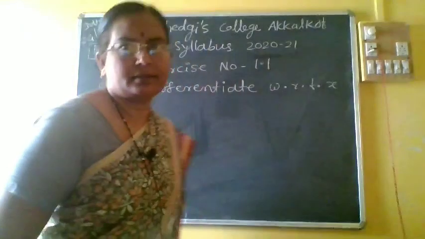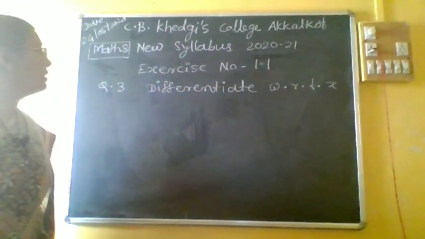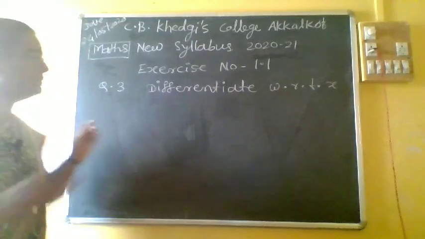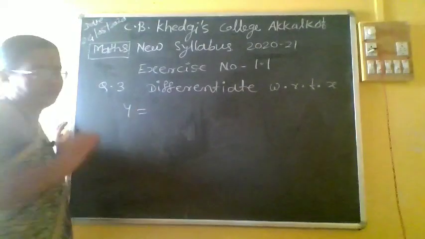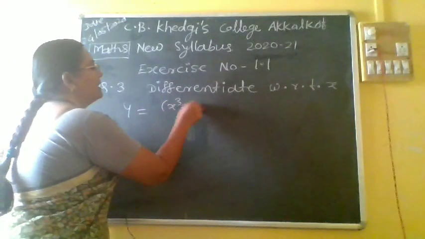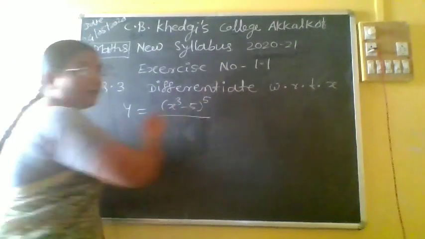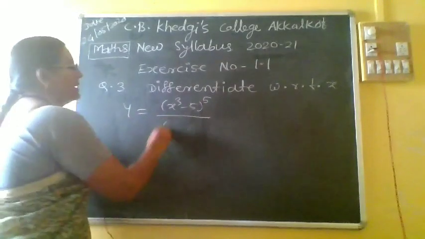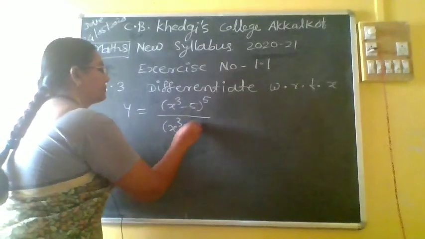Let us see here. Question number 4 is y is equal to (x cube minus 5) bracket raised to 5 divided by (x cube plus 3) bracket cube.